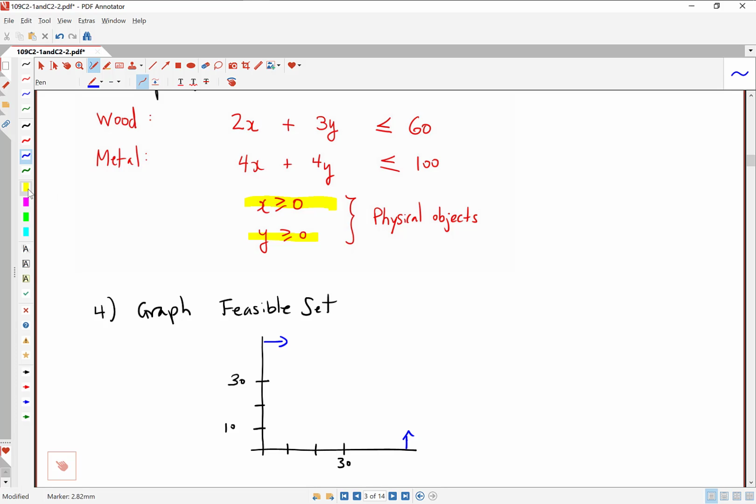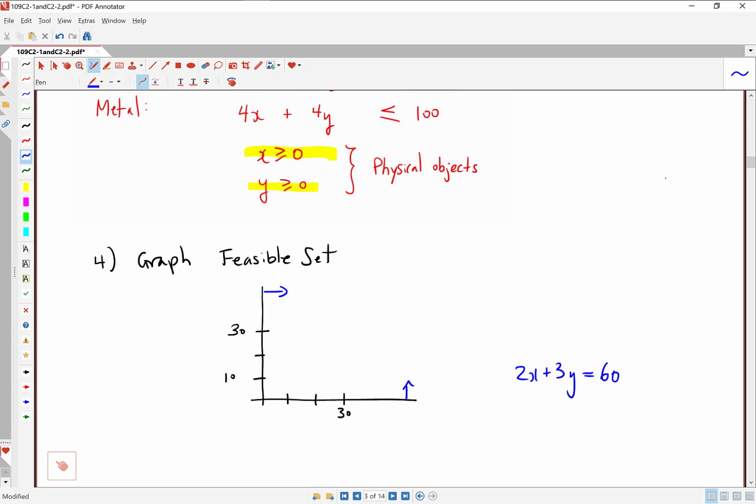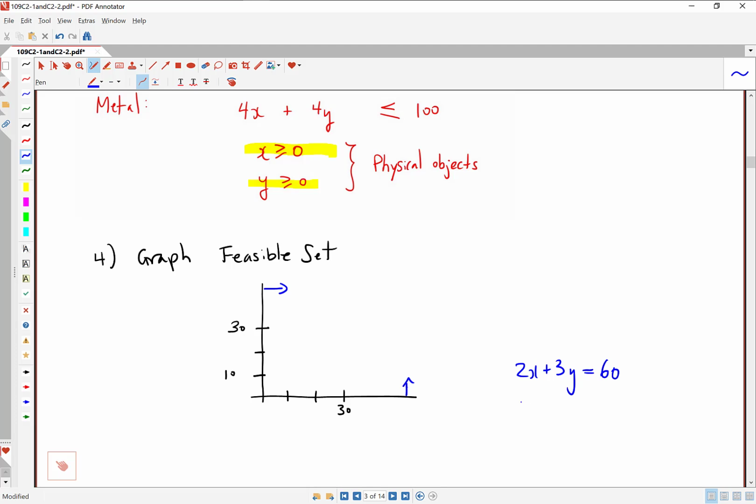And then let's look at our inequality at the top here. What we're going to do is turn that into a line. It's going to be 2x plus 3y equals 60. And we can find a couple of points on that line just by setting our variables equal to 0.